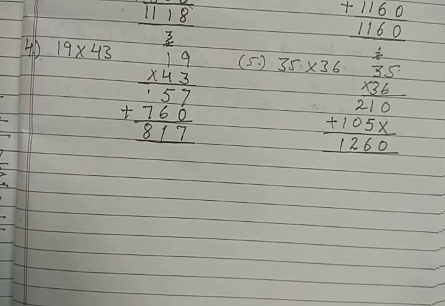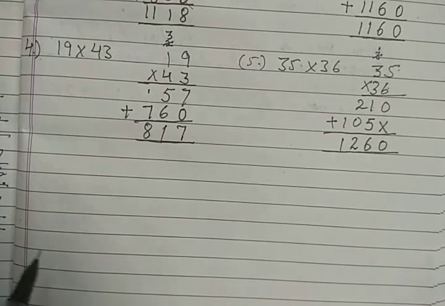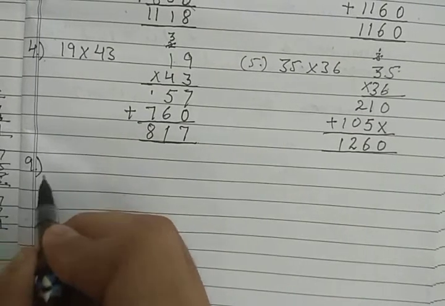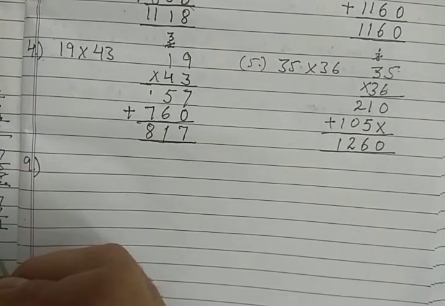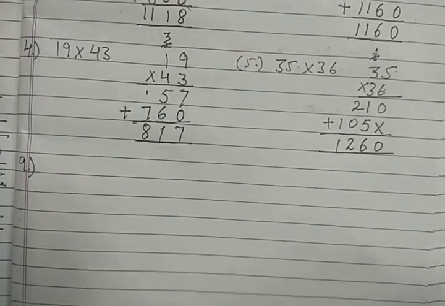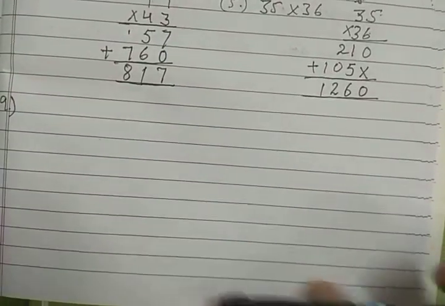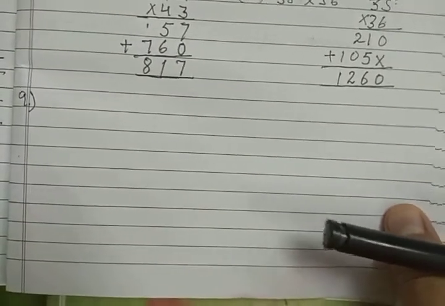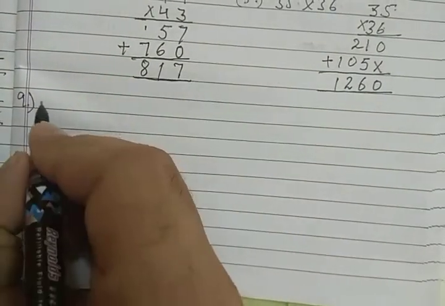Let us do one more question. I will do the ninth part, because I will not do all the parts. You have to do the remaining parts. You have to do the practice. Now here the ninth part, that is 50 multiplied by 99.